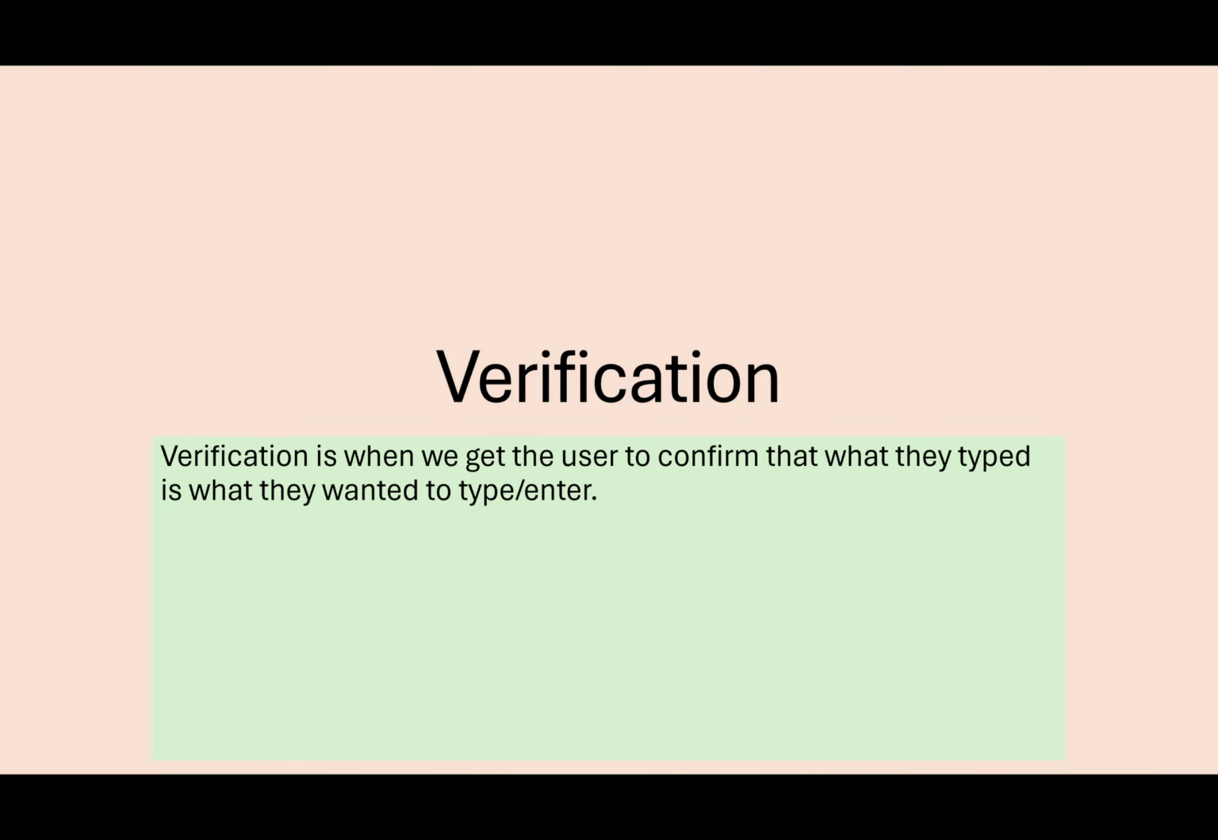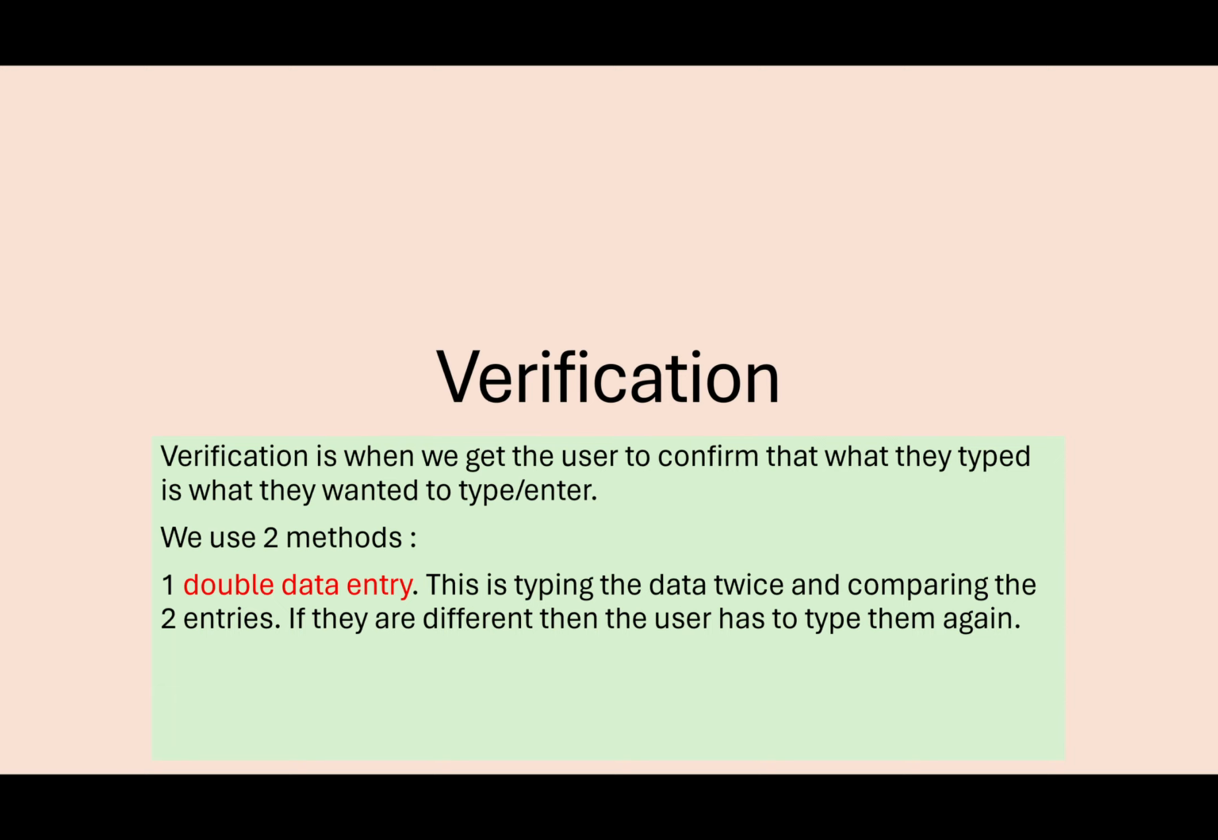Okay, this video is all about verification. Verification is where we get the user to confirm that what they typed is what they wanted to type. Only the user can do that. So verification is when we get the user to confirm that what they typed is what they wanted to type or enter. We have two methods of verification.